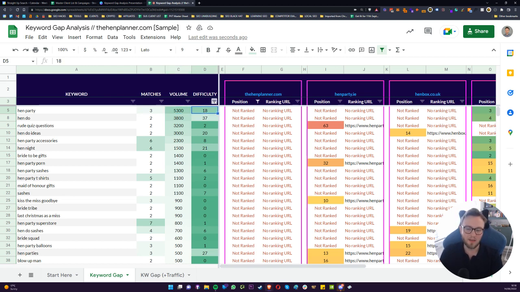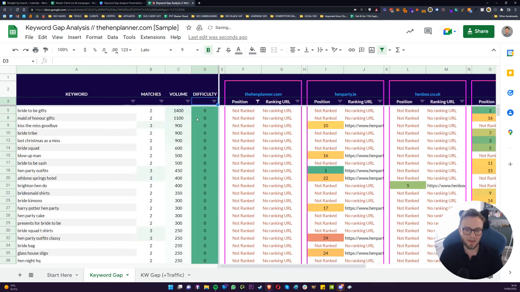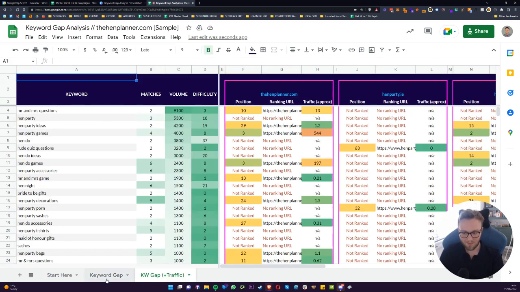And then difficulty. If we sort by lowest to highest, we can see there's lots of 0 keyword difficulty terms that we could be going after. And in the short to medium term, I'm talking 1 to 6 months, 1 to 3 months, it is in theory possible to rank for these terms with a bit of SEO TLC. And then this sheet shows traffic as well.